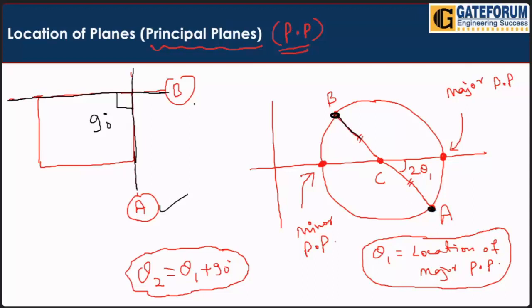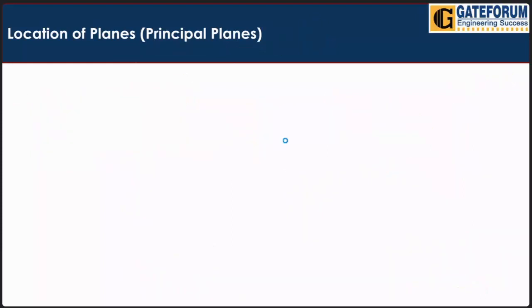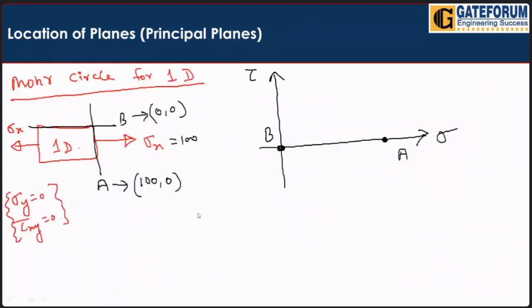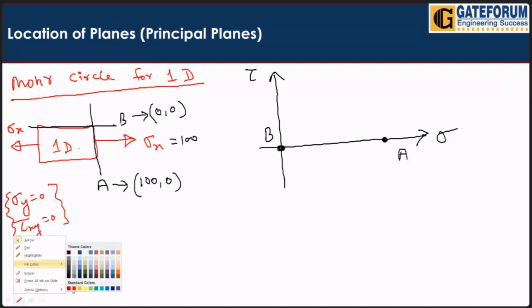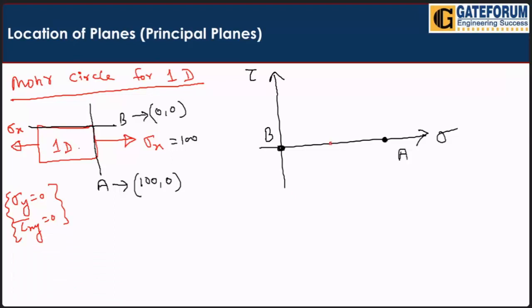So AB will always act as the diameter of the circle. So what can I write here? AB as diameter, simply AB as diameter only. Somewhere here the midpoint will be the center, and this will be the radius. So here we have the circle like this. This will be the Mohr circle.